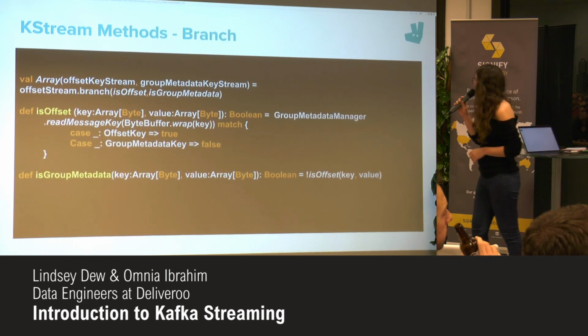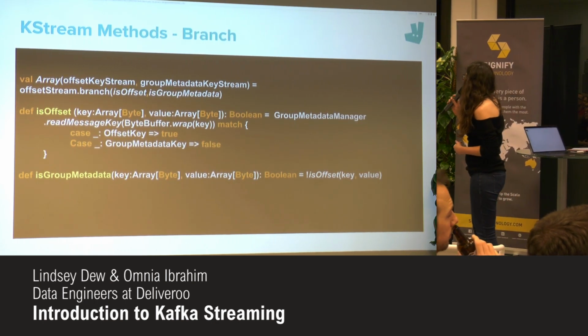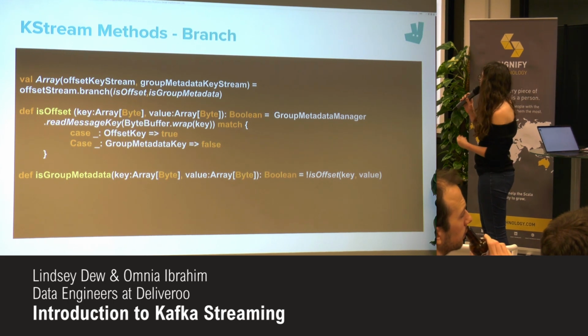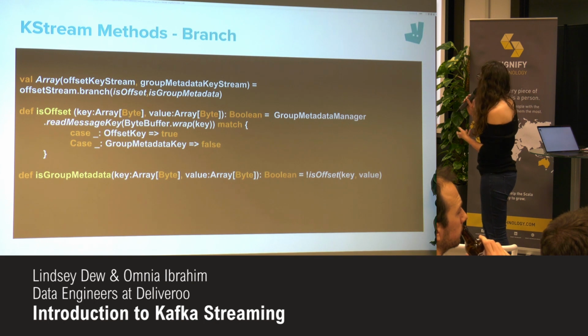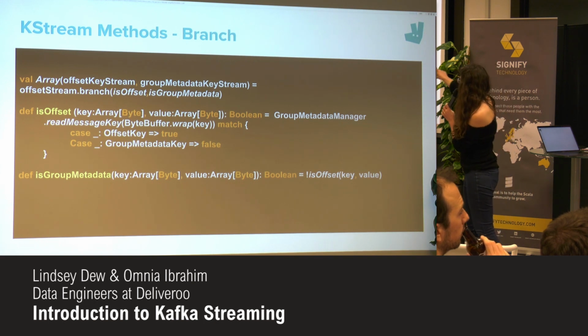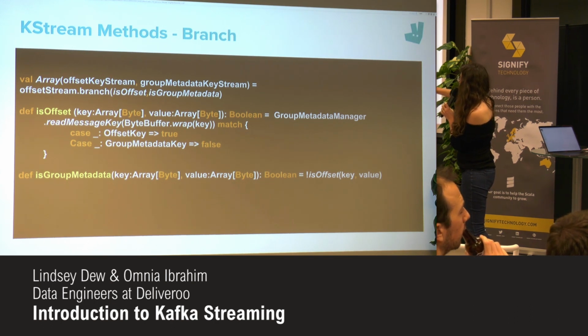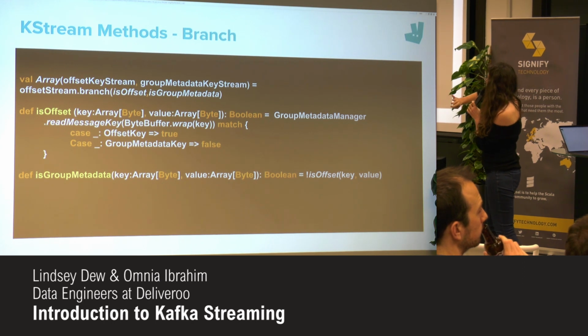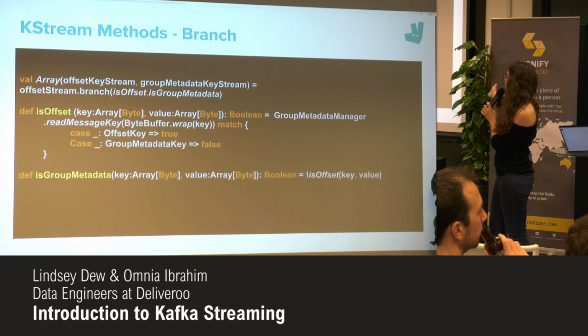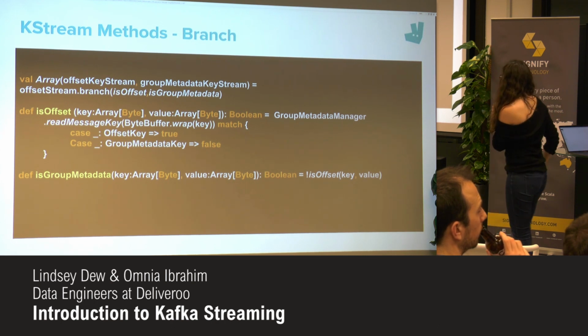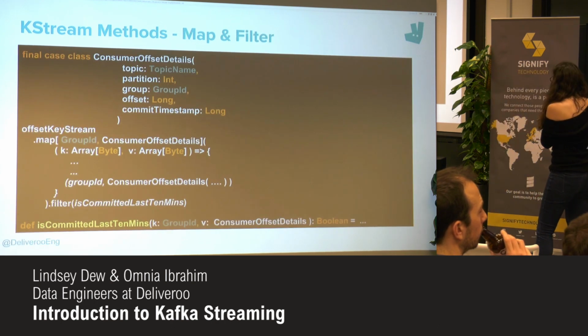The first method that we use is branch. Branch takes in a list of predicates and produces an array of streams. In our case, we deserialize the key of our record and check whether it is an offset type, and if so we return true, and if not, false. That's the first predicate, and the second predicate, is group metadata, is just the negation of is offset, because we know there are just two types of data here. So now we've got our two streams.